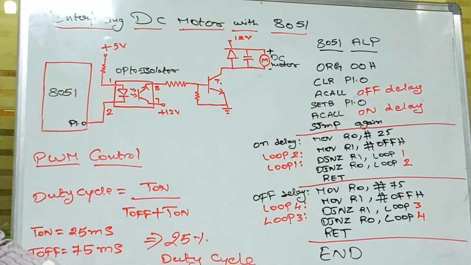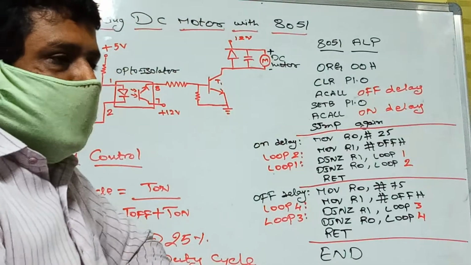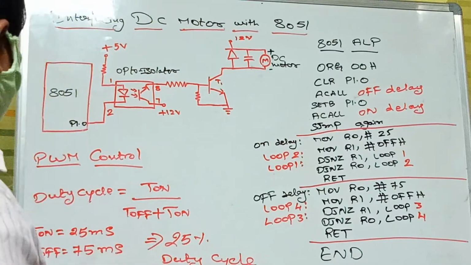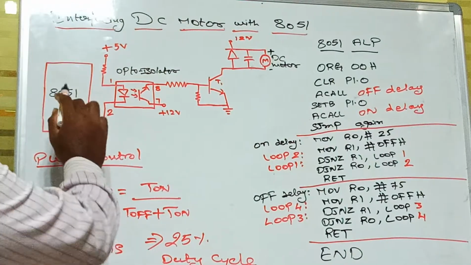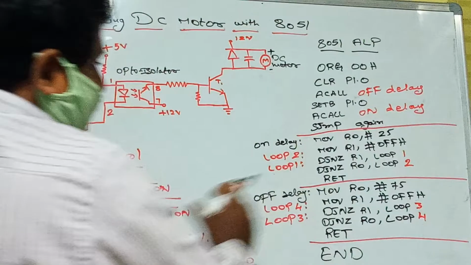RPM also, that is the rotations per minute. How much speed can we get? We can vary the speed of the DC motor, and we can also come to know the step of the DC motor, either in the forward side or the reverse side. Now, this is the picture of interfacing a DC motor with 8051, and this is the program inside.